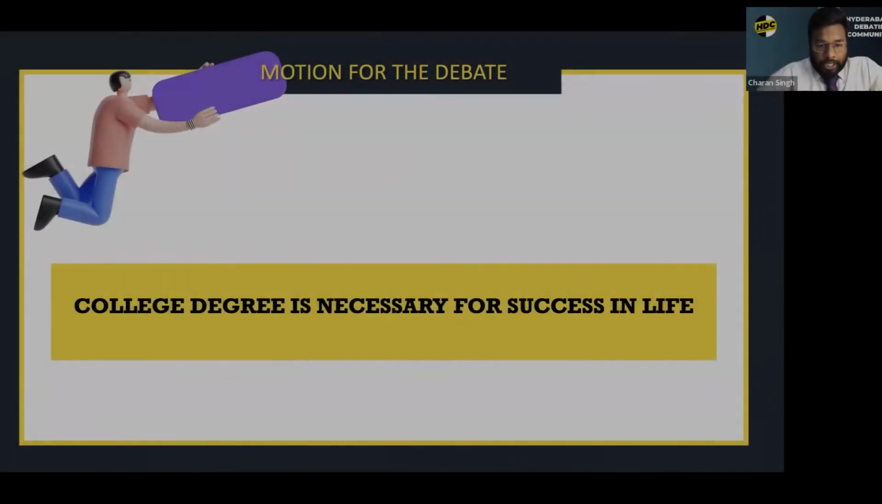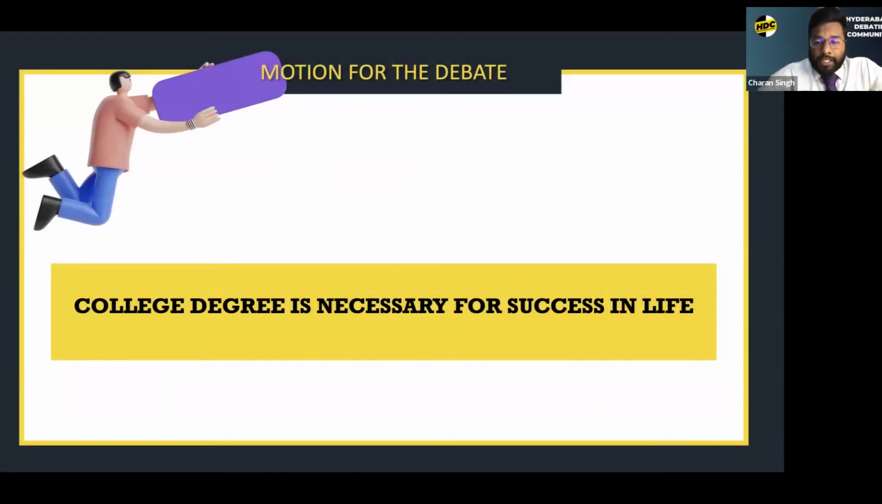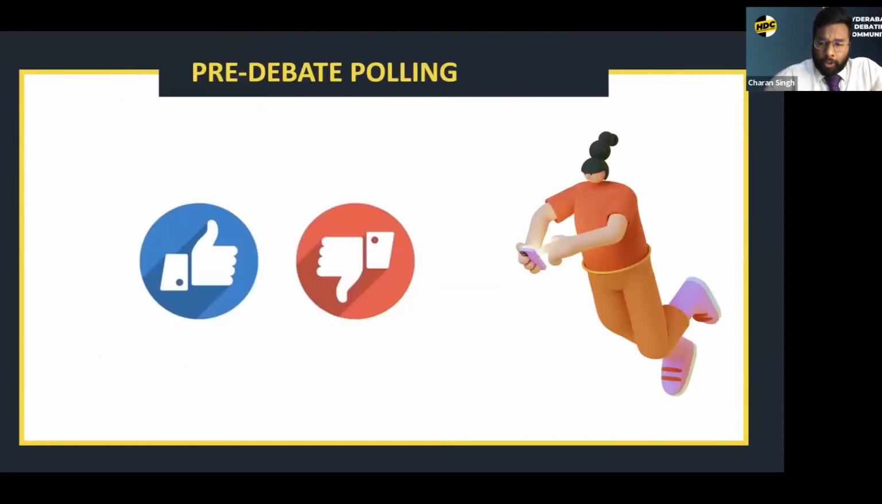The motion for today's debate is: a college degree is necessary for success in life. As usual, we have two teams, and before we decide which team is going to speak for which side of the motion, we will get done with what is called pre-debate polling. We have 5 to 6 judges, and these judges will vote for or against the motion even before we decide which team speaks for which side.